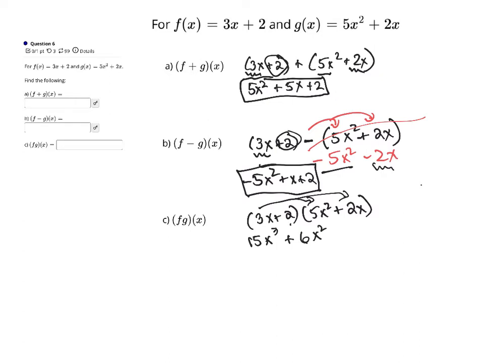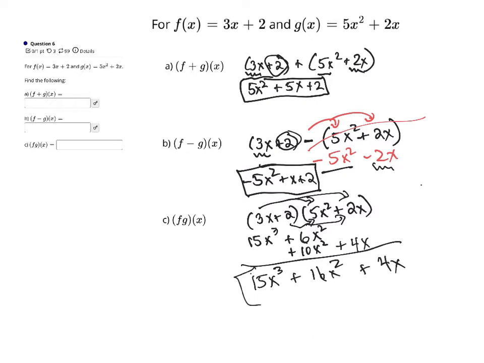Then we're going to take the 2 and multiply it times everything over here. So we have 2 times 5x squared. That would be 10x squared. I'm going to line it up underneath the x squared column. And then 2 times 2x would be positive 4x. So I have 15x cubed plus 16x squared plus 4x, and that is my answer.